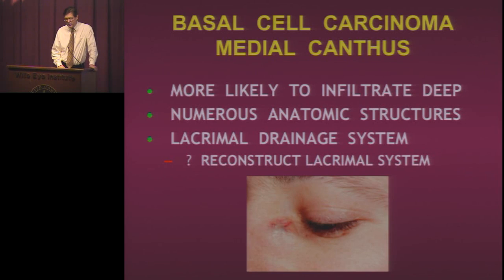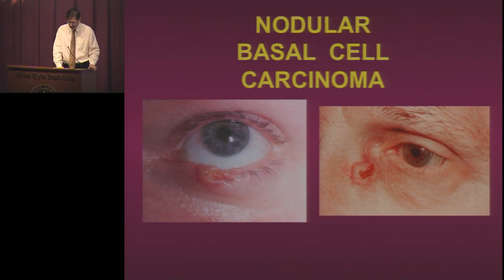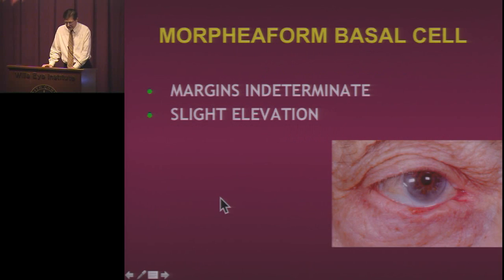There's some controversy on if it is a basal cell when you remove it, if you have to remove the tear duct or the punctum. There's controversy in our field of whether you should reconstruct the lacrimal system at that time or whether you should wait a few years before you know that there's no tumor, so you're not connecting possible tumor with the lacrimal system, which could then grow into the nose. So nodular are easy to see. I'm going to show you a number of examples of basal cells.